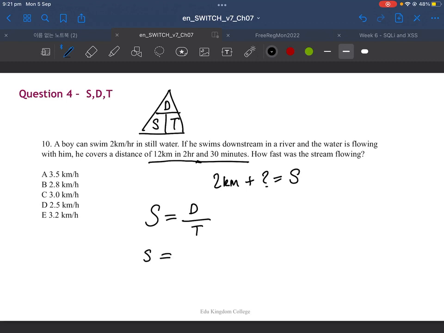I know that speed, our S as well, is equal to, what's the distance? 12 kilometers over how many hours? 2.5 hours. I'm going to convert it to decimal here because it doesn't make sense to say 2 hours and 30 minutes when 12 is in kilometers. So we're trying to find out speed in terms of kilometers per hour.